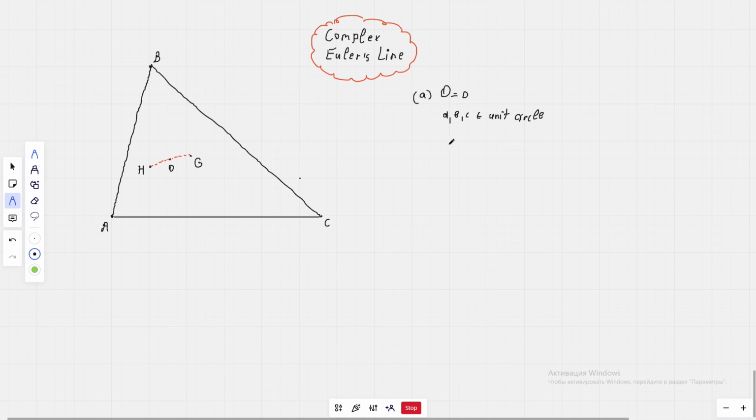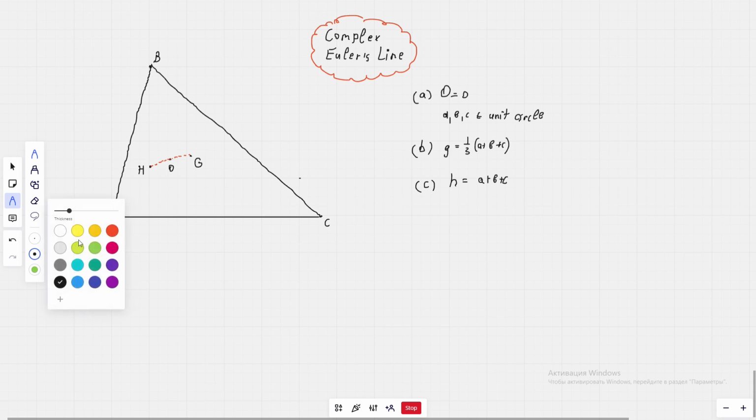Okay. B, the centroid G, its coordinates are 1 over 3 (A plus B plus C). I'm not going to show you how I got that, because it can be really easily proven by using complex vectors, and it's not that hard. But the main issue here is that the orthocenter H, its coordinates are A plus B plus C. So firstly, let's show how we got this one.